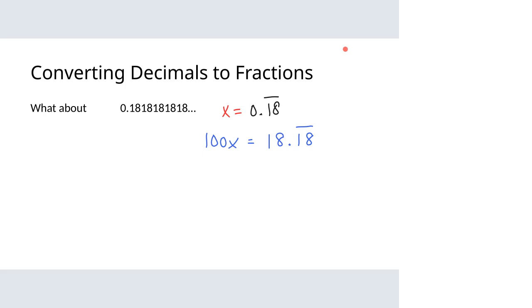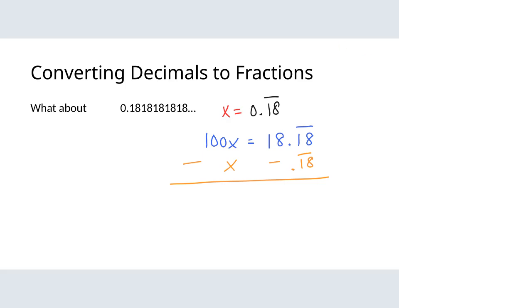Okay, so now what I'm going to do is this. I have this 100x is 18.18181818. What I'm going to do is subtract x from this side. And because x and 0.18 repeating are the same as each other, I'm going to subtract 0.18 repeating on the right-hand side. So essentially what I've done here is I subtracted x from the left and I subtracted x from the right. That's why this is legal to do. I subtracted the same thing from both sides.